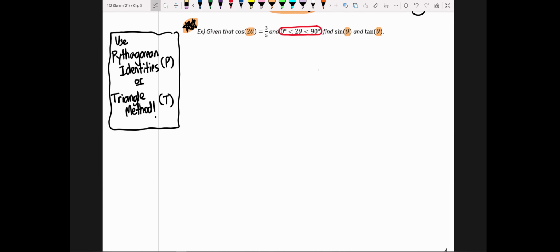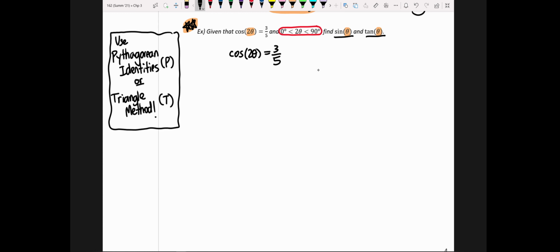Since a majority of students said that they prefer the triangle method, we are going to use the triangle method in these two problems. However, if you prefer using Pythagorean identities, that works as well. Okay, but to start with, we need to be aware of what's given. We're given cosine 2 theta, and we want to find sine of theta, tangent of theta. So make note that we're given the trig function at 2 theta, and we want to find two of the trig functions at theta.